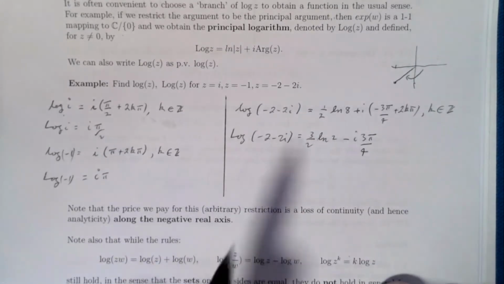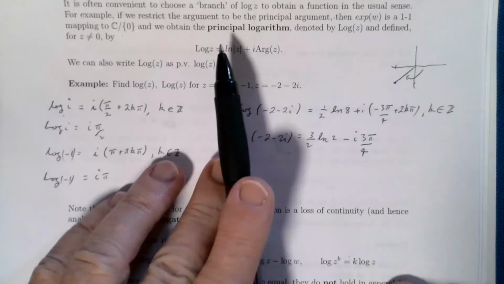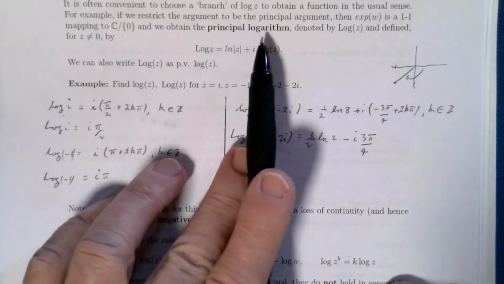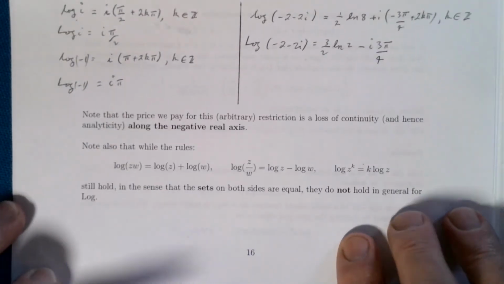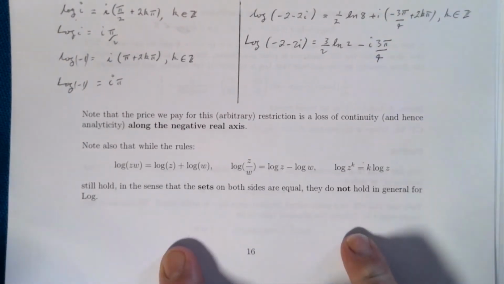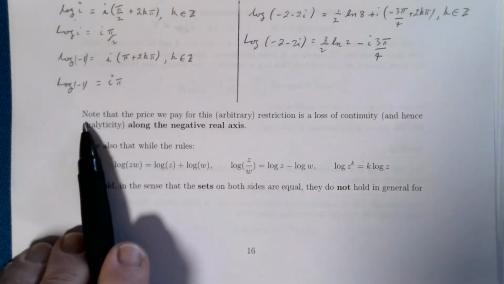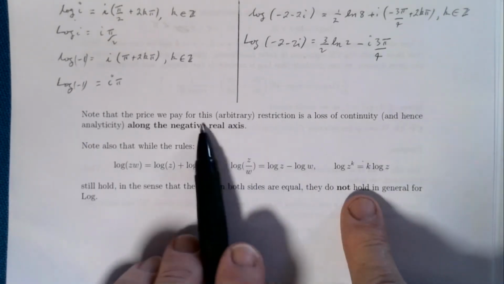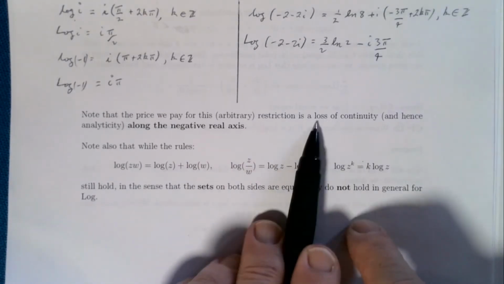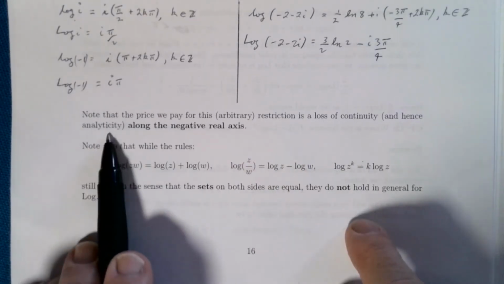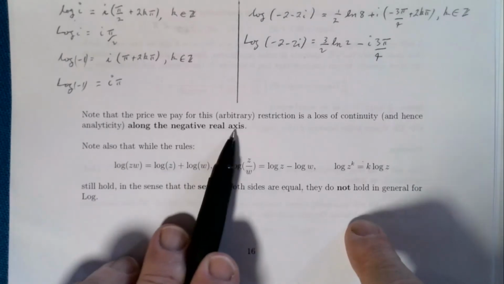Now, by the way, this business of taking the principal logarithm actually comes at quite a high price. And we'll see there are lots of prices to pay for this. It's a very expensive move. And the price we're going to pay for this at the moment is that we lose continuity and hence analyticity. So if it's not continuous, it can't be differentiable and it can't be analytic along the negative real axis.